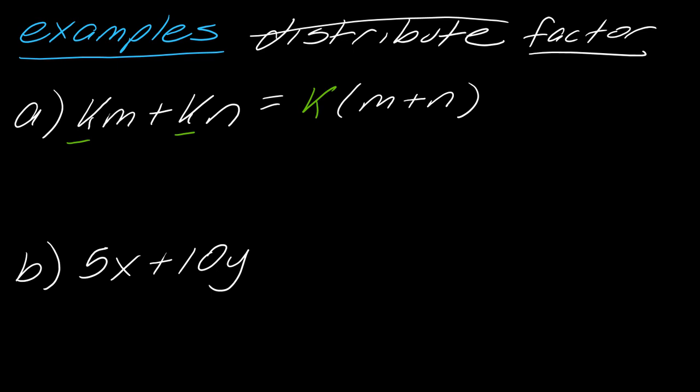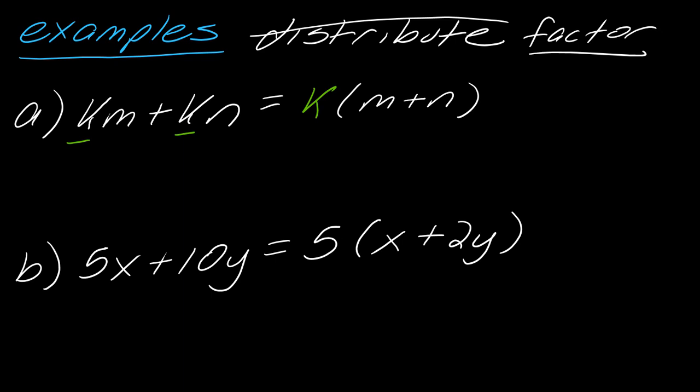Okay, what about this other one? So now we don't have necessarily a letter in common, but there is a number that will divide both of these terms, and that number is 5, right? So if I take 5 out of this first term, I'm just left with the x. Now, if I take 5 out, you're really dividing the 5 out. So if I divide 5 out from this, what am I left with? I'm left with 2y. So this would be how that factors. So just kind of showing another way we can think about the distributive property.